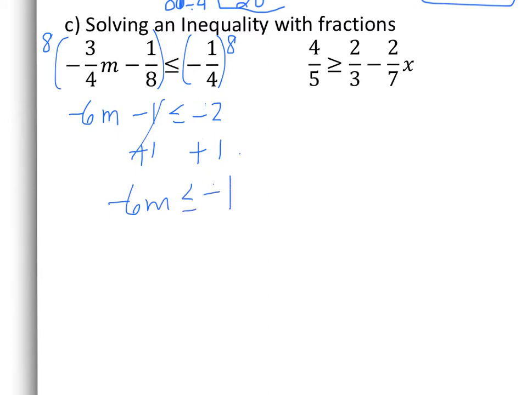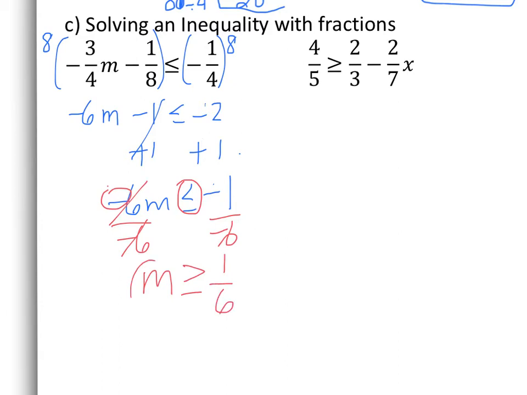And remember, when you multiply or divide by a negative number, you need to switch the inequality sign, okay? So we're going to divide by -6. Cancel -6 on the left-hand side. Bring down the m. Switch the inequality sign. So your answer is m greater than or equal to 1/6.